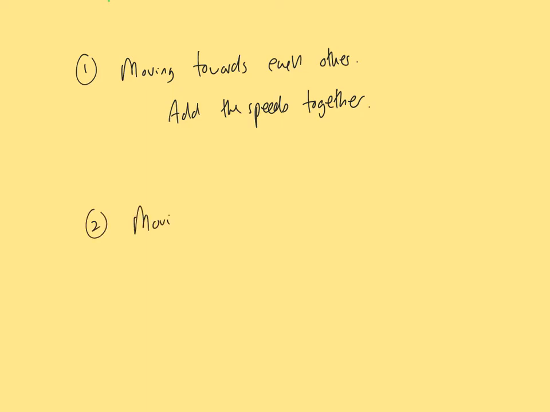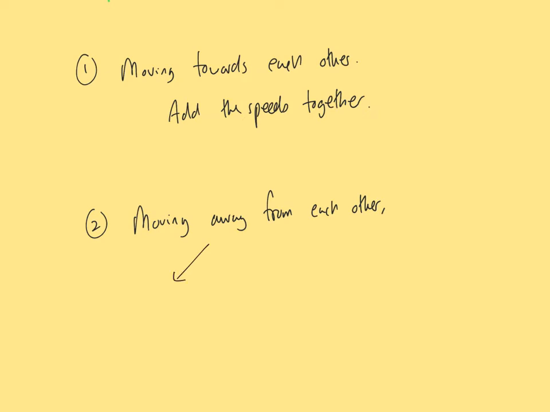So if they're moving towards each other, in other words, if they're getting closer together, then the shortcut is you just add the speeds together. And then the other one is if they're moving away from each other. Well, now it depends whether they're moving away from each other but going the same way, i.e. one's going faster than the other, or they're moving away from each other actually travelling in opposite directions.